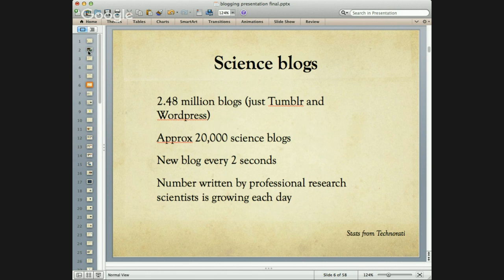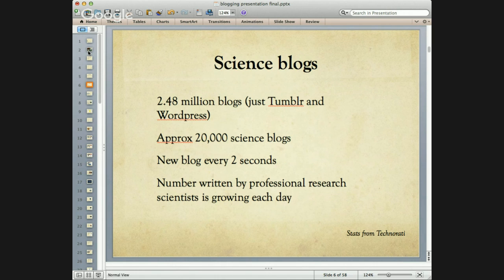When we look at the science blogging space, there's a huge amount of science blogs out there now. There's over 2.5 million blogs in the world, and approximately 20,000 of those are actually science blogs. There's some stats that say we have new blogs every 2 seconds starting up, and those that are written by scientists are growing every single day.